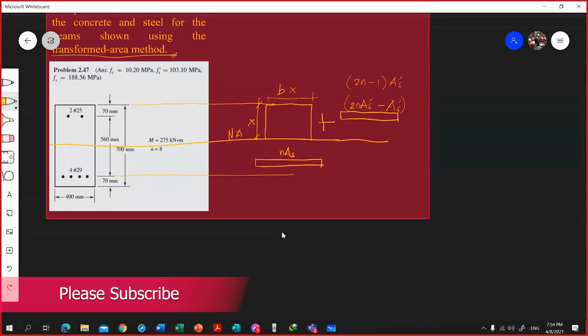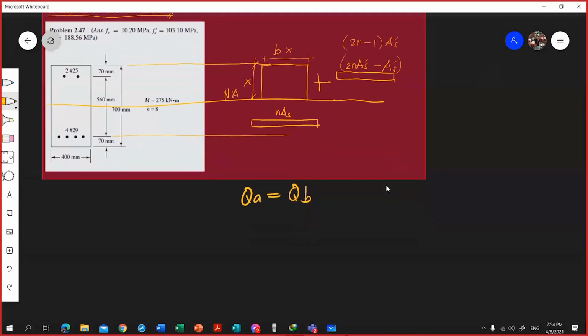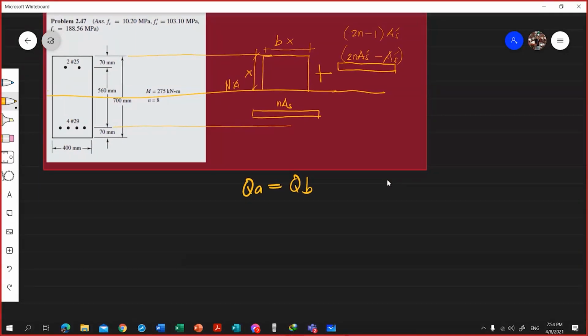So, how do we do that? Of course, you will use Q above equal to Q below. This is Q above, and here is the area below. Okay, so Q above is equal to Q below. Your Q above here, the concrete: the base is 400, right here, 400 mm, multiplied by the height. That is x. So you have here x.